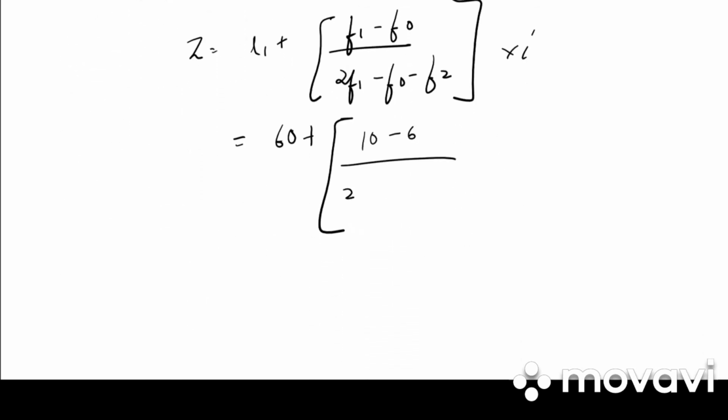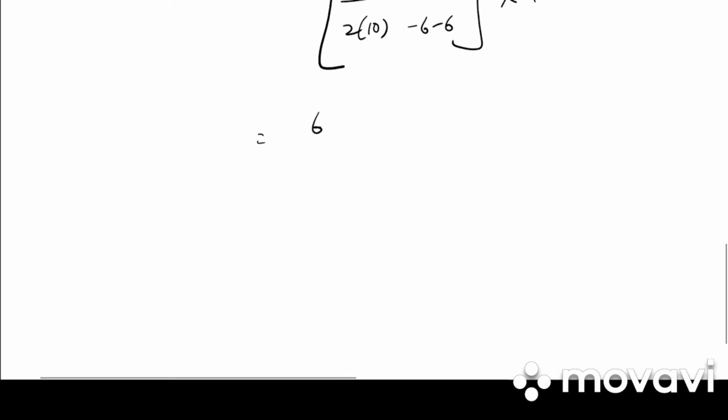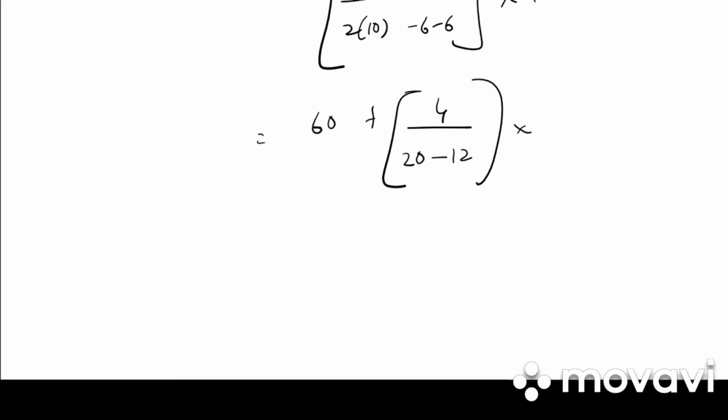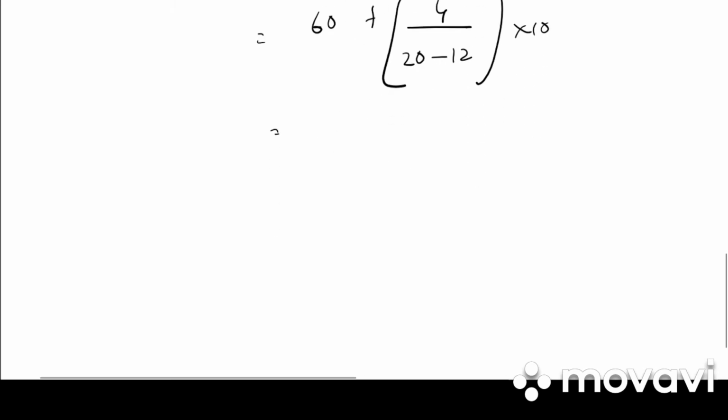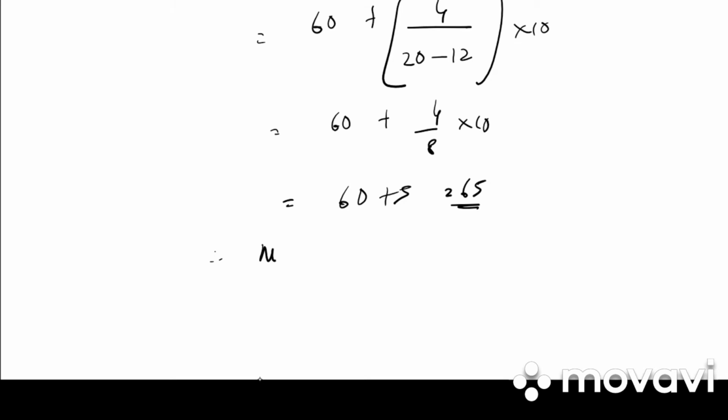So 10 minus 6, 2 into 10 minus 6 into 10. So it is 60 plus 4 divided by 20 minus 12 into 10. So we get 60 plus 4 divided by 8 into 10. 60 plus 5, that is 65. Therefore mode, that is Z, is equal to 65.